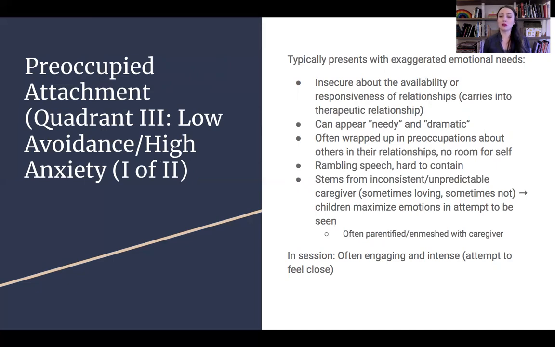They are often rambling and hard to contain in session. And this stems from inconsistent or unpredictable caregivers, sometimes loving, sometimes not, hard to know for a kid. And so these children maximize their emotions in an attempt to be seen. They're often parentified and enmeshed with their caregivers.